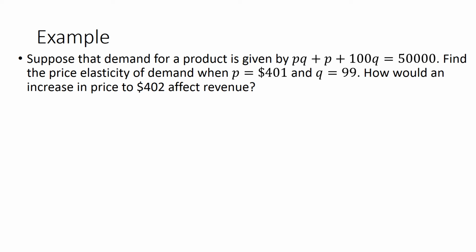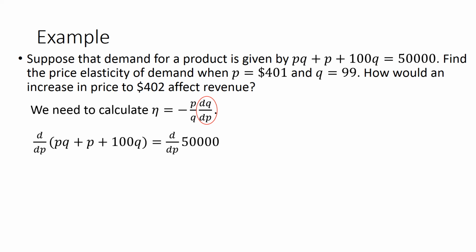We need to calculate the elasticity of demand, which is negative P over Q times dQ/dP. And of course, dQ/dP is the sticky wicket. I'm going to have to go back up to that original implicit function in order to find dQ/dP. So I'll take d/dP of both sides of the equation. The first thing is that I'm going to have to differentiate the left-hand side term by term, and I can see a product rule over on the left-hand side when I take the derivative with respect to price of price times quantity.